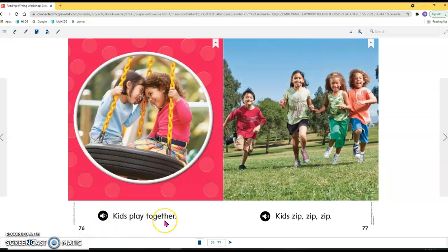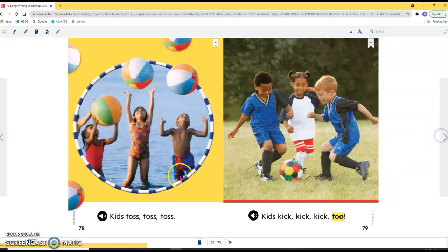Kids play together. Your turn. Think, read. Good. Kids play together. Wonderful job. My turn. Kids zip, zip, zip. Your turn. Think, read. Good. Next page.